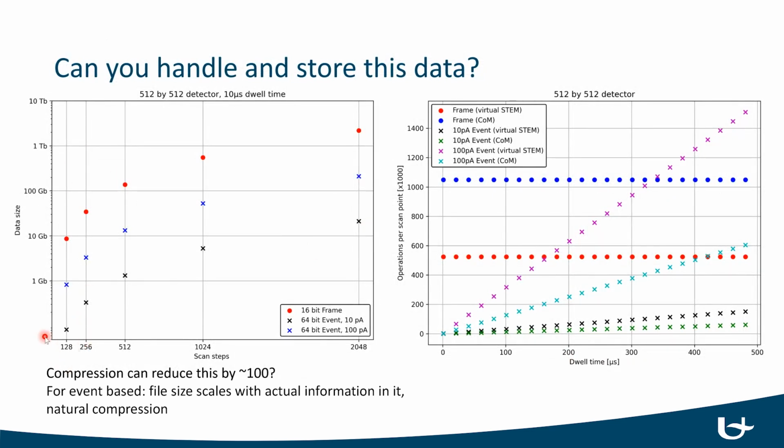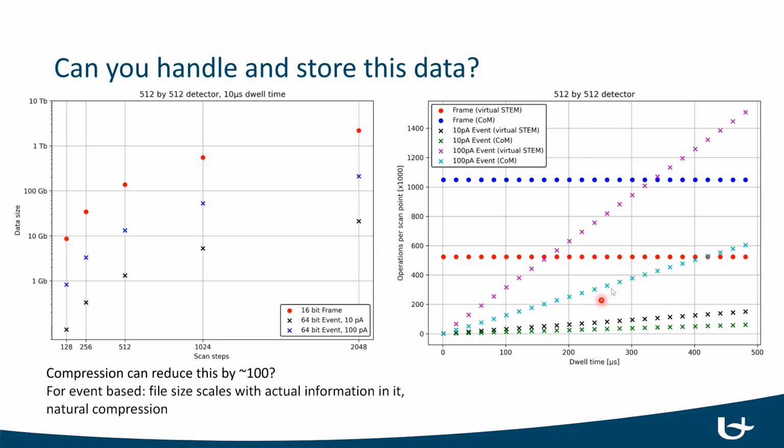Here is another way to look at it. This is how many scan steps we're going to take in one direction. So let's look at a 1K image. If you're working in 16-bit frame mode, that will be just under a terabyte of data. If, on the other hand, you do event-based and use 10 picoampere current, you will have a significantly lower file size. And of course, then it depends on the current you're using. With these 10 picoamp and 100 picoamp, don't forget that current event-based detectors can't handle such currents, so the sizes are even lower. But you get this natural data reduction.